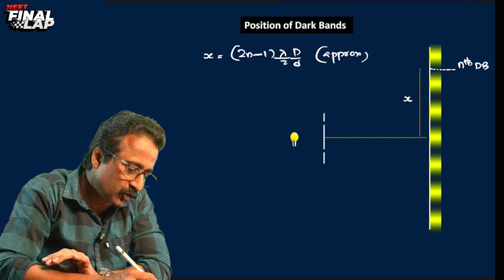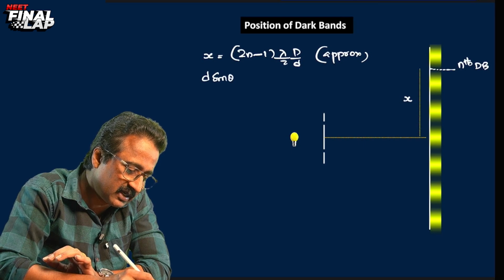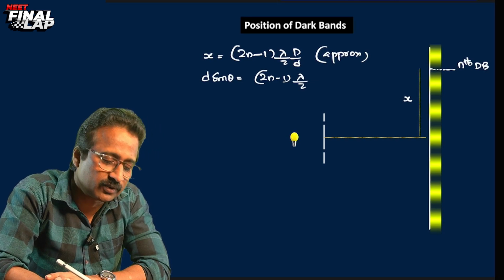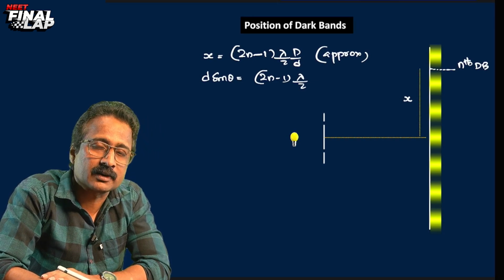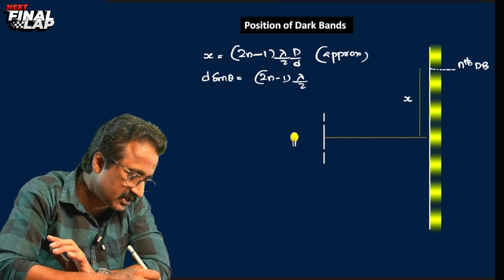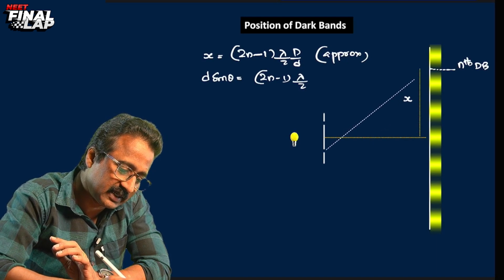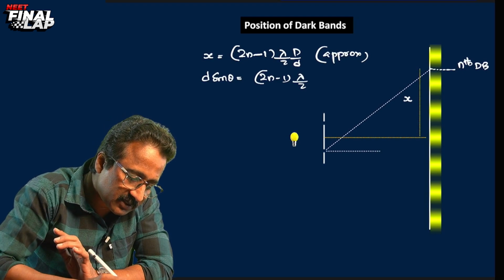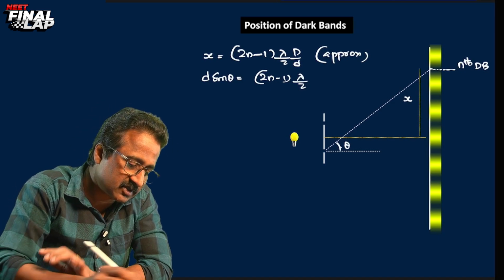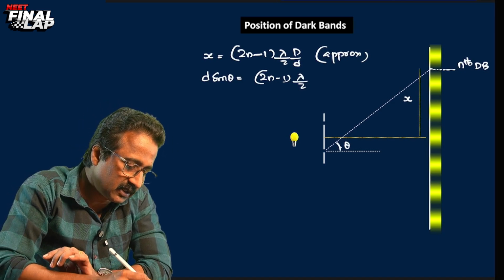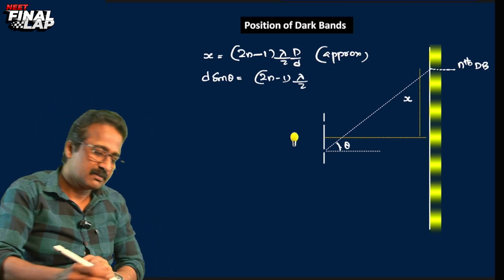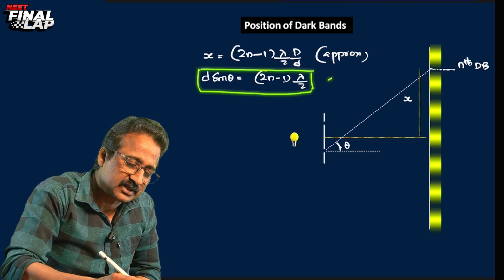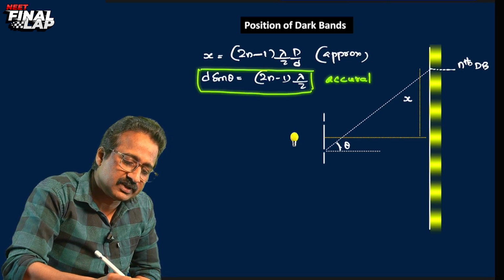Now, there is an accurate answer. You depend on d sin theta equal to (2n minus 1) lambda by 2. This is the equation for the angular position of the nth dark band. That angular position is the angle of the band, for example the angle theta for the nth band. So the angular position is given by d sin theta equal to (2n minus 1) lambda by 2. This is accurate, remember. This gives you the best accuracy.